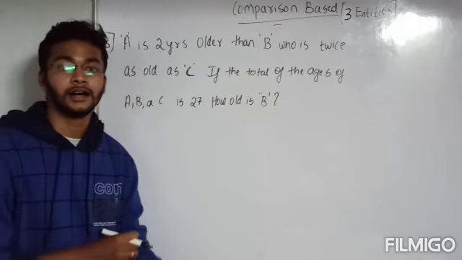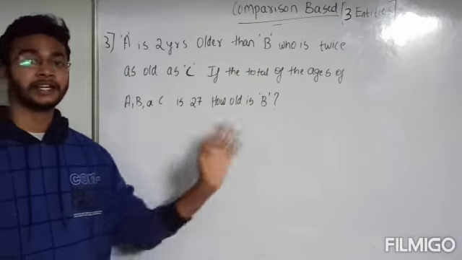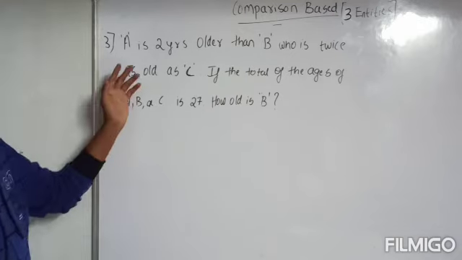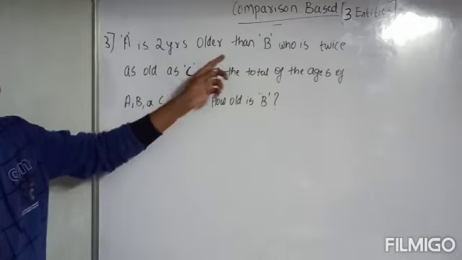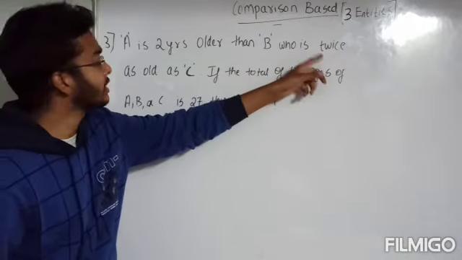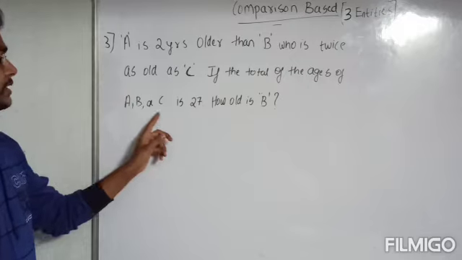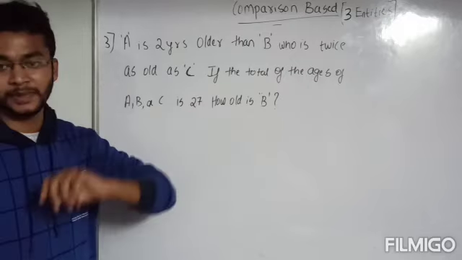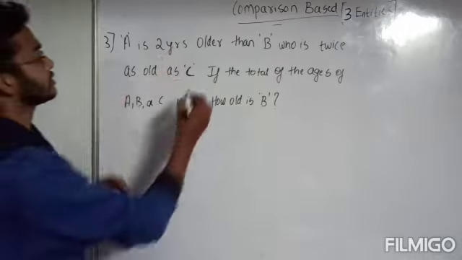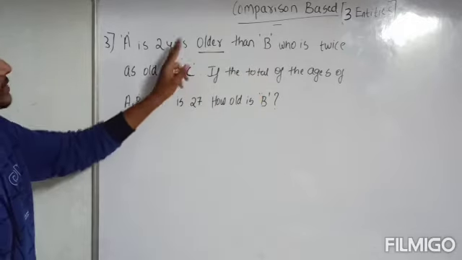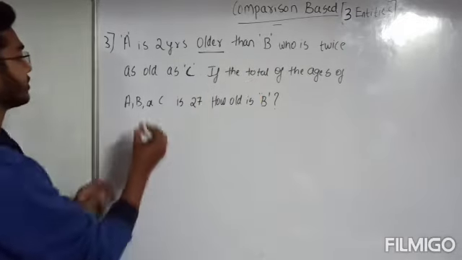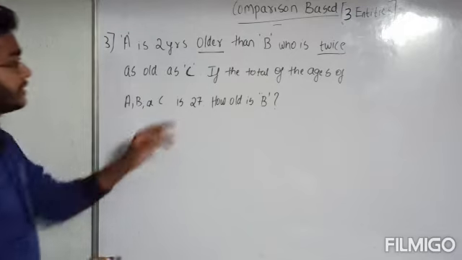Okay guys, now let us solve a question of 3 entities. Here let us read the question. A is 2 years older than B, who is twice as old as C. If the total of the ages of A, B and C is 27, how old is B? So A is 2 years older than B. A is compared to B, who is twice the age of C. That is, B is compared to C.